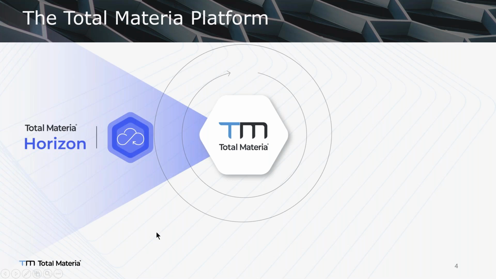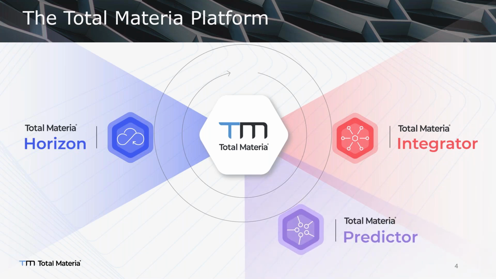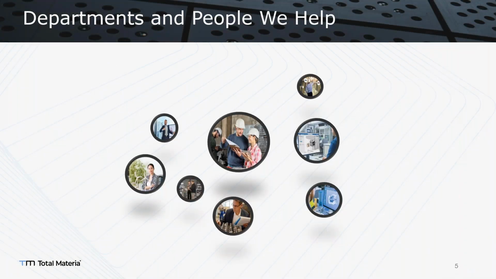We have Horizon, which most of you have already tested or are using. We are providing a lot of material information, but at the same time, you can create your own internal database with Integrator. We have Predictor, as I told you, test simulators, AI tools, machine learning, everything here. And Greenline is all about sustainability, choosing the right green and compliant material. They are providing all this information.